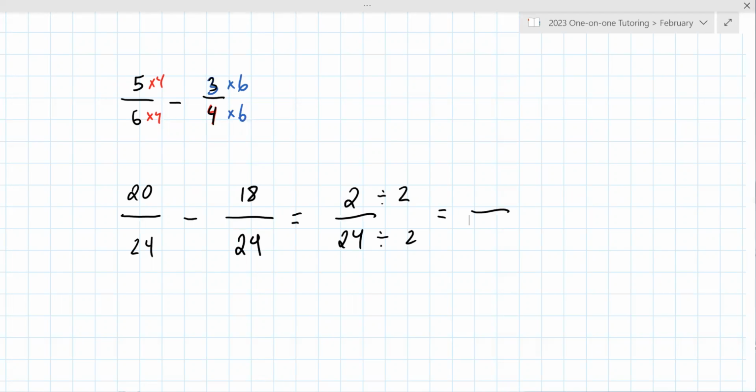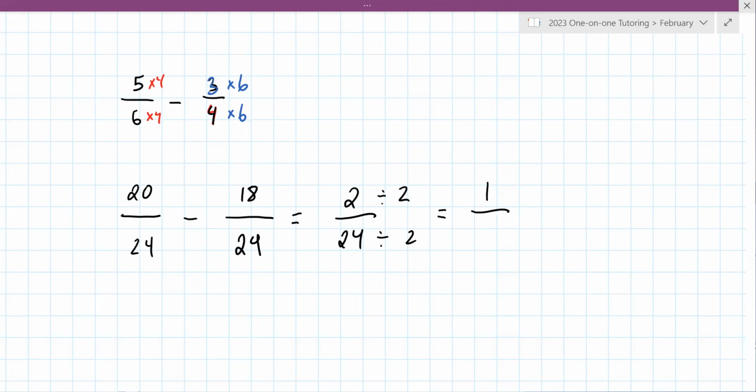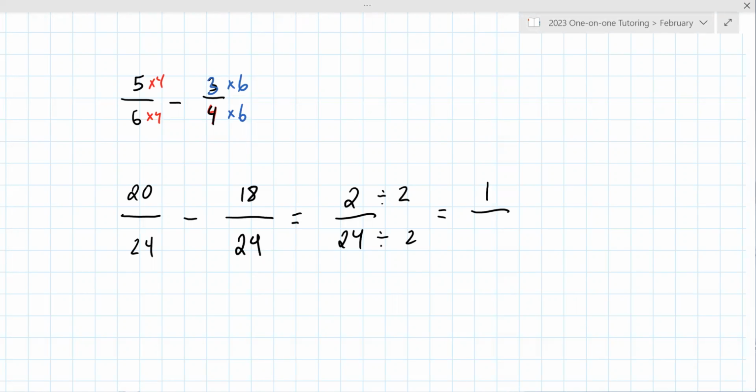What does that become? 2 divided by 2 is 1. And then 24 divided by 2 is 12. Just 12. Good.